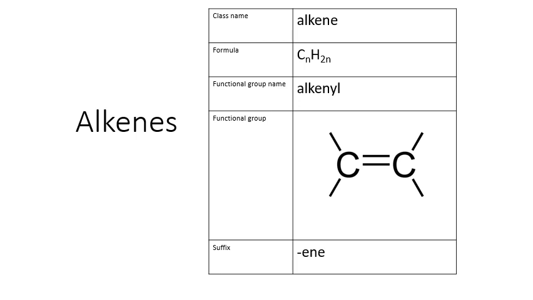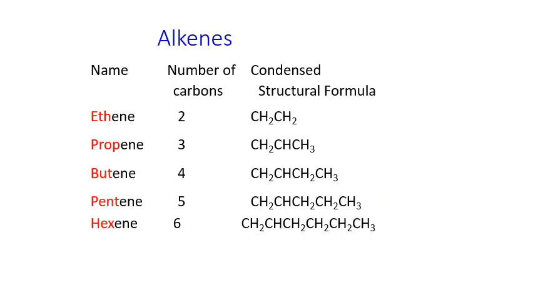The next homologous series is known as the alkenes. They now have a general formula of CnH2n, and the functional group name is the alkenyl. The functional group is that we do now actually have a functional group. It is a double bond. So if you see a double bond, chances are it's going to be an alkene. The suffix is now not -ane, but -ene. Just like before, the prefixes are the same, eth, prop, but, pent, and hex for the number of carbons. But now instead of -ane, you've got -ene.